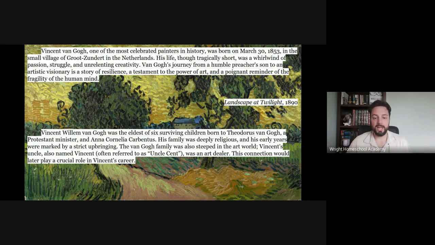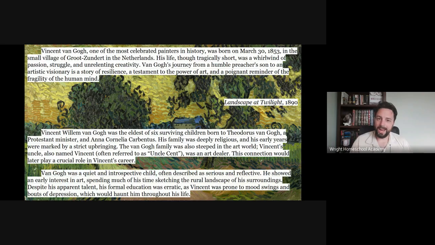The Van Gogh family was also steeped in the art world. Vincent's uncle, also named Vincent, not to get confused here, he was referred to as Uncle Cent, was an art dealer. This connection would later play a crucial role in Vincent's career. And the reason that it would, just to be a little bit more specific, is because Vincent's older brother, Theo, took over Uncle Cent's art studio and became an art dealer himself. So it was a little bit more indirect.